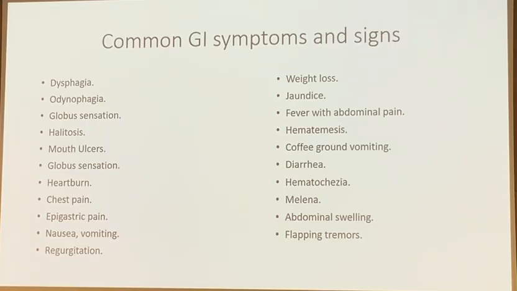Regurgitation is unintentional stomach contents getting back to the throat, while vomiting is a contraction of the stomach causing a forceful projection of the stomach material. Weight loss, jaundice, fever with abdominal pain, hematemesis, coffee ground vomiting, diarrhea, hematochezia, melena, abdominal swelling, tremors.